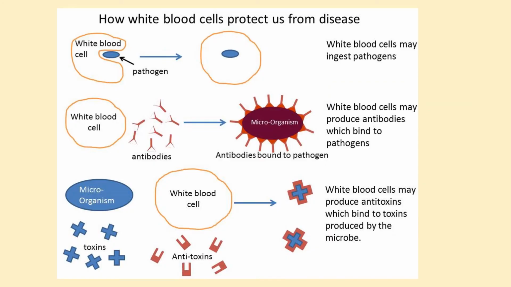So this is just a summary slide of the three main ways white blood cells protect us from disease. Remember, it's lymphocytes that produce antitoxins and antibodies, and it is phagocytes that are involved in the process of phagocytosis. Okay?